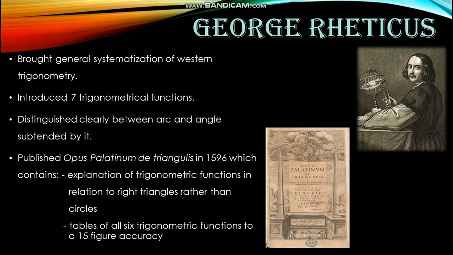George Rheticus brought general systematization of Western trigonometry, introduced 7 trigonometrical functions, and distinguished clearly between arc and the angle subtended by it. He published Opus Palatinum De Triangulis in 1566, which contained explanation of trigonometric functions in relation to the right triangle rather than the circle, and tables of all 6 trigonometric functions to a 15-figure accuracy.